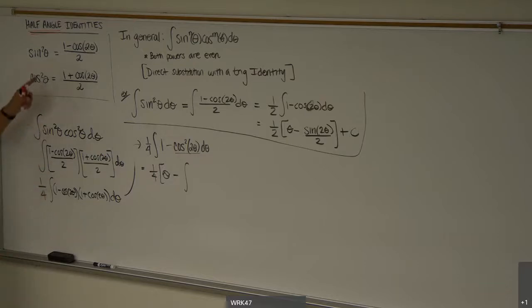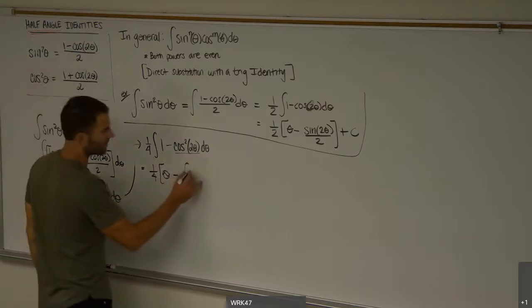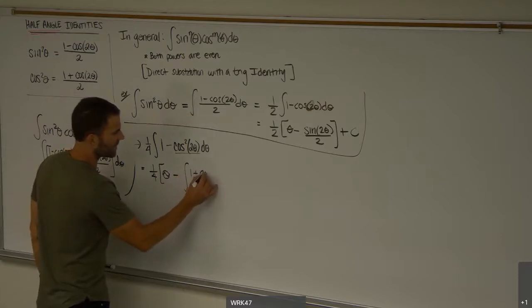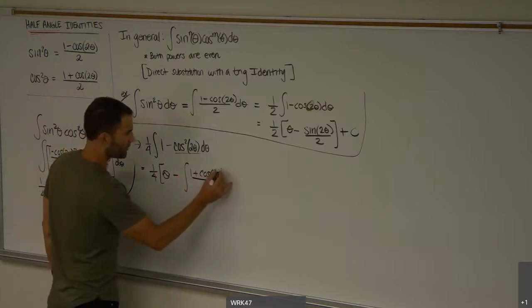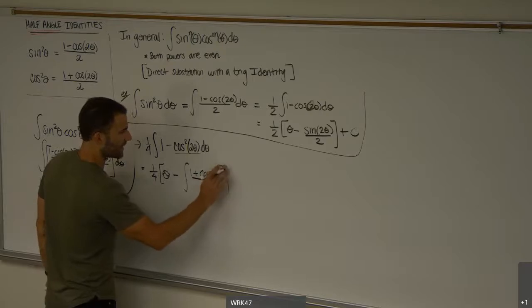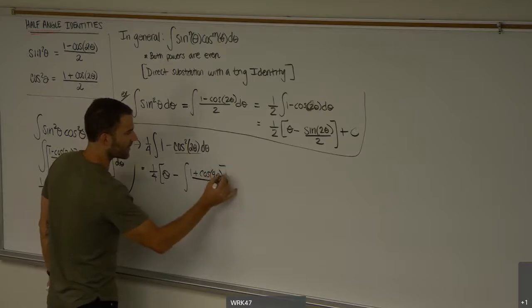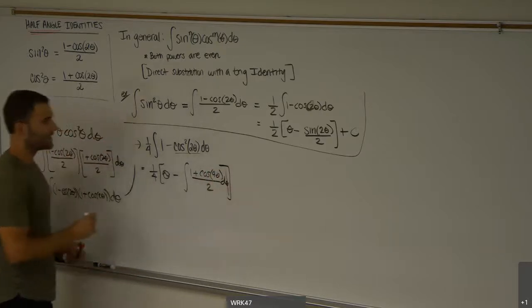So again, I will use a half angle identity, and we just need to be careful. Cosine squared becomes (1 plus cosine of 4 theta) over 2. Again, where does the 4 theta come from? It comes from the fact that I'm using a half angle identity.